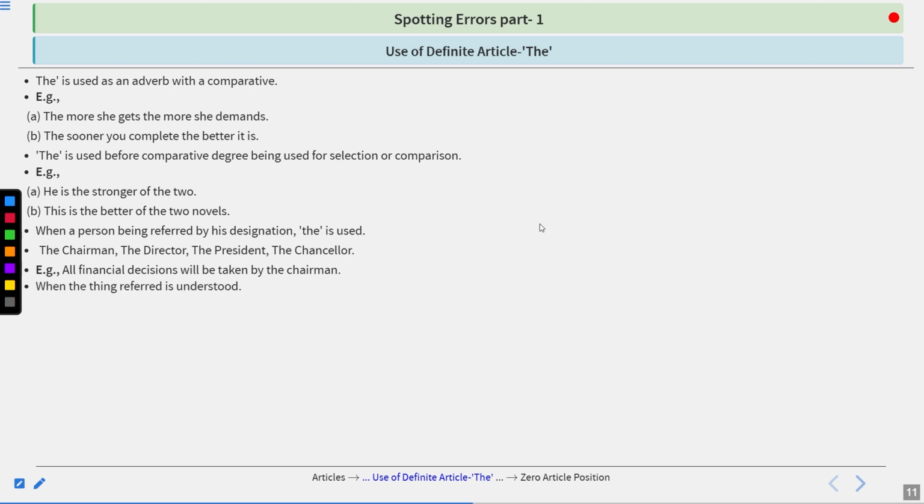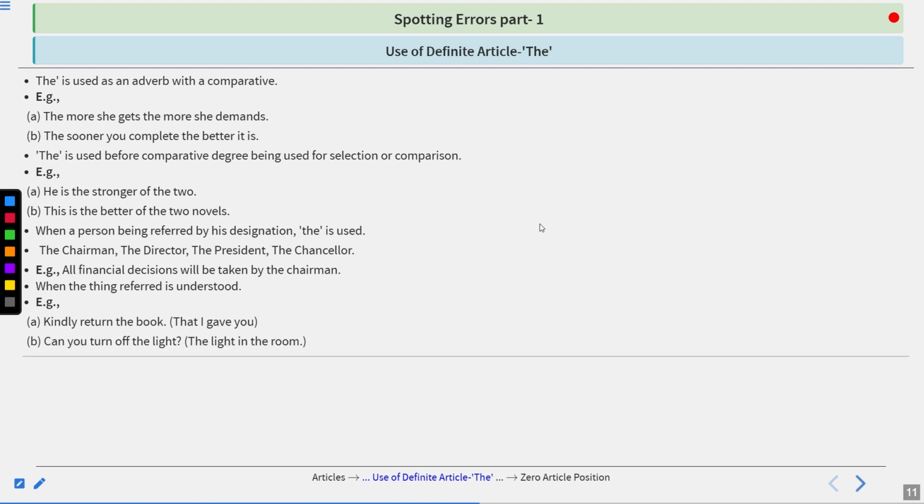When the thing referred to is understood. Kindly return the book that I gave you. Can you turn off the light in the room?